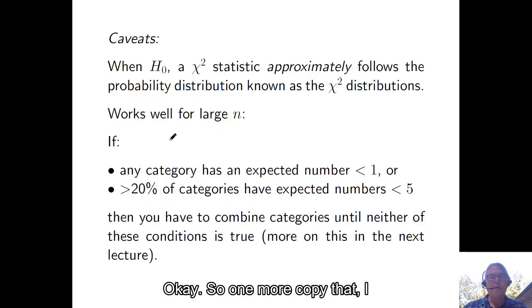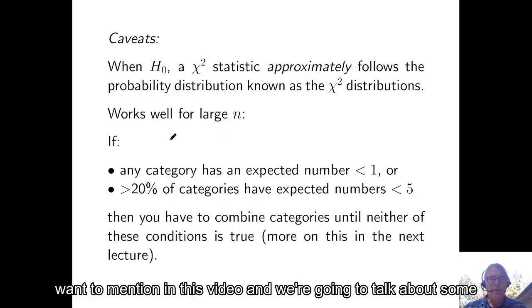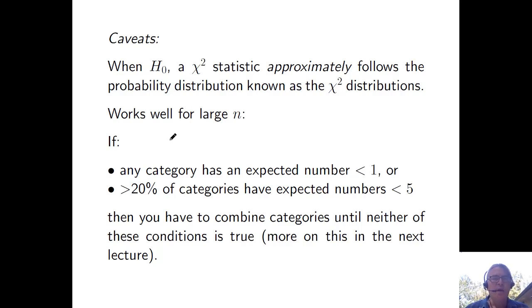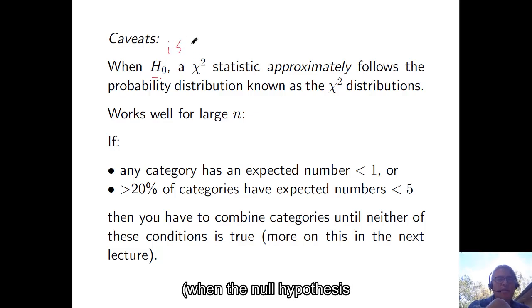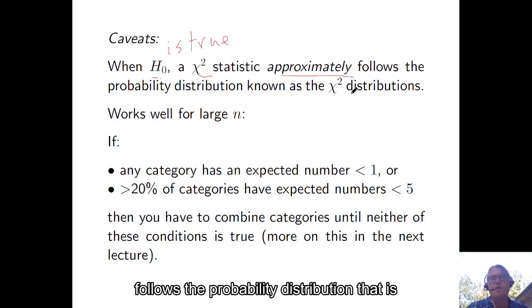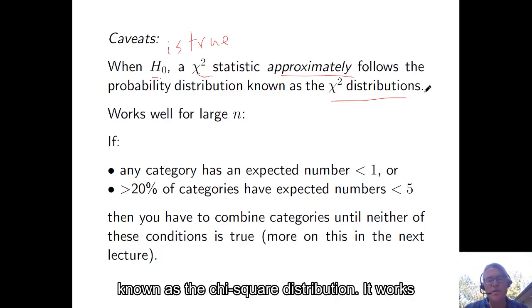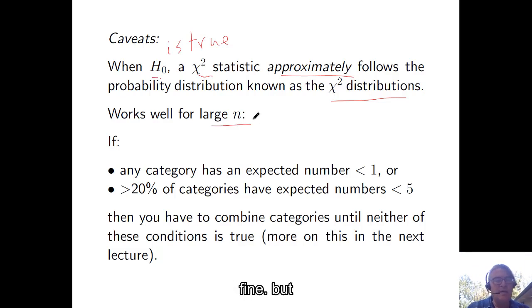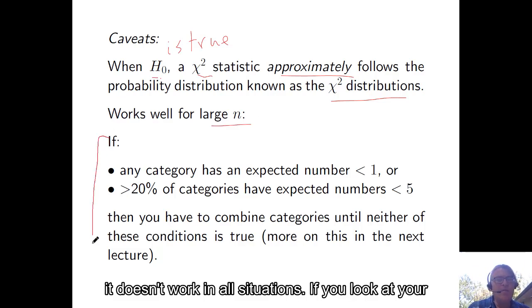Okay. So one more caveat I want to mention in this video, and we're going to talk about some more uses of the chi-square in the coming videos. When the null hypothesis is true, the chi-square test statistic approximately follows the probability distribution that's known as the chi-square distribution. It works really well for large N, and so it's fine. But it doesn't work in all situations.